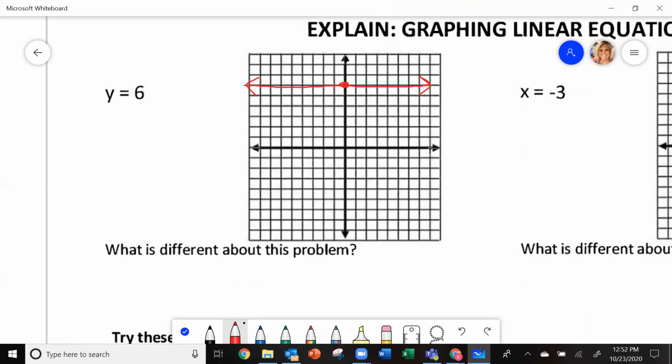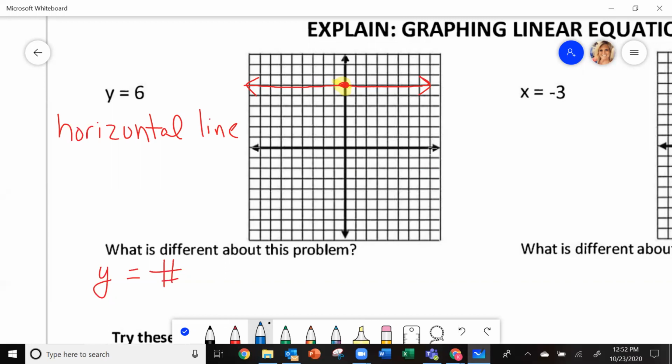What is different about this problem? It only says y equals a number. Okay, there's no x variable. This is giving us a horizontal line. When it is y equals, it is a horizontal line. It only touches where the y numbers are 6. Everywhere on this line, the y number will be 6.